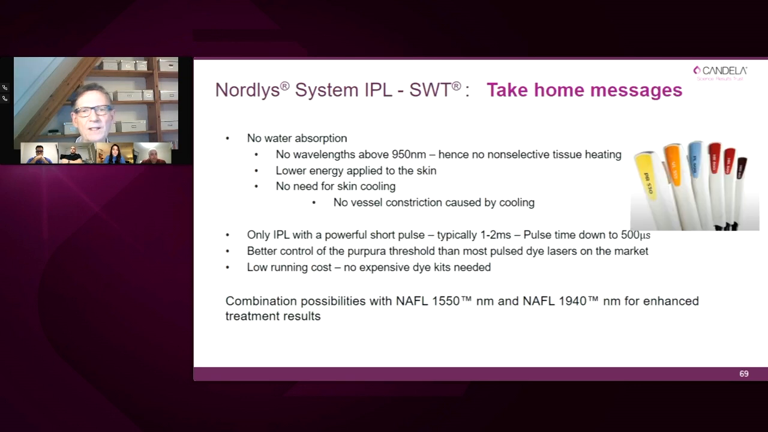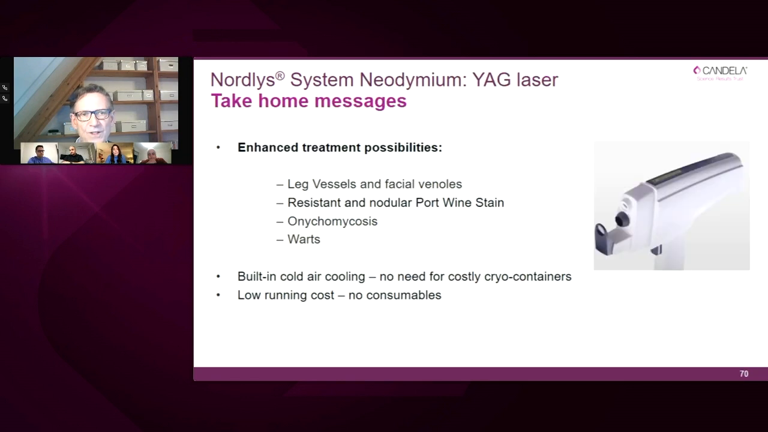And again, let's look at the take-home messages. The IPL has no water absorption because it doesn't have wavelengths above 950, so you don't need any cooling device. And it's the only IPL with a powerful short pulse, which can go down to half a millisecond actually. And that makes a better control of the purpura threshold. And you do have low running costs compared to the dye laser. You don't have expensive dye kits. And you can combine it with the 1550 and the 1940 nanometer lasers for enhanced treatment results.